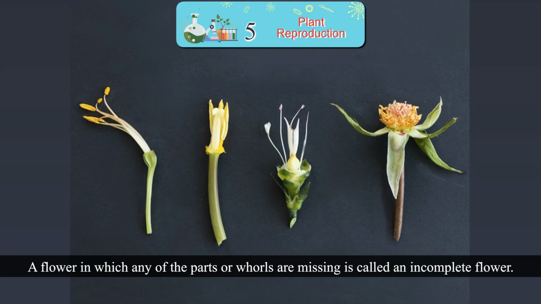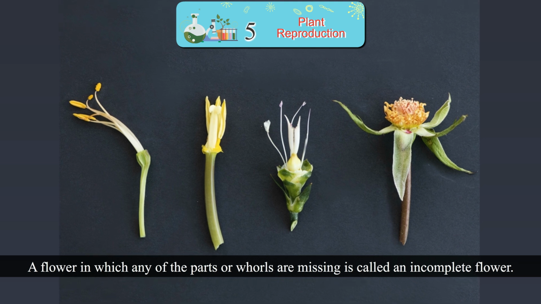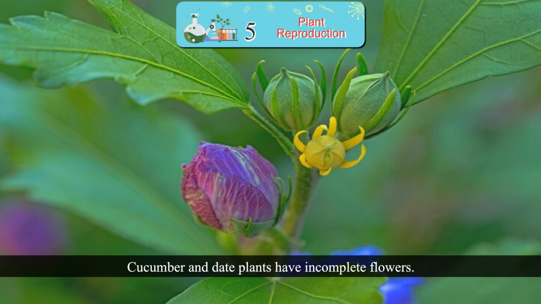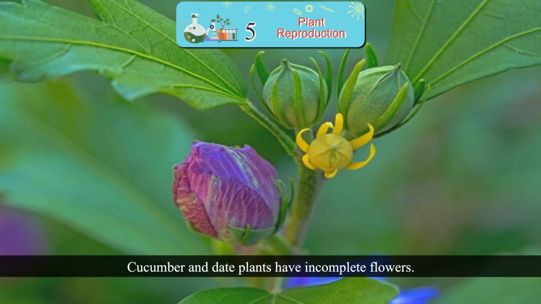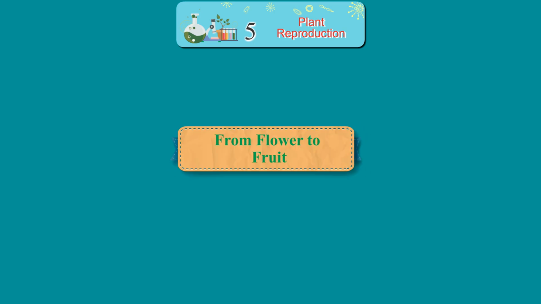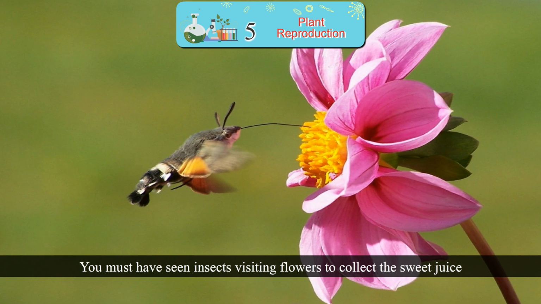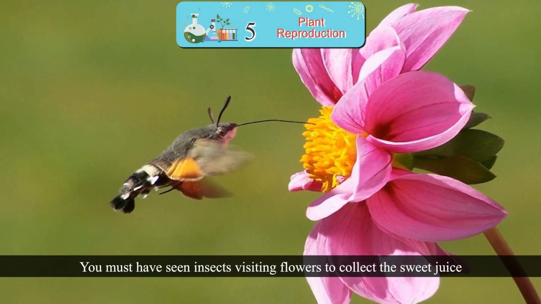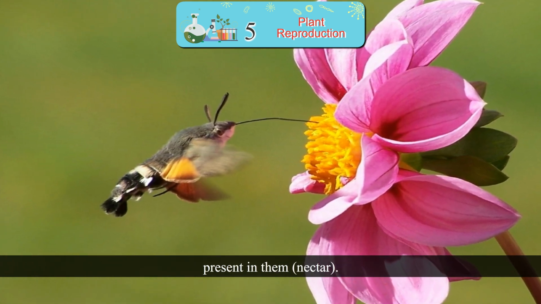A flower in which any of the parts of whorls are missing is called an incomplete flower. Cucumber and date plants have incomplete flowers. From flower to fruit. You must have seen insects visiting flowers to collect the sweet juice present in them, nectar.